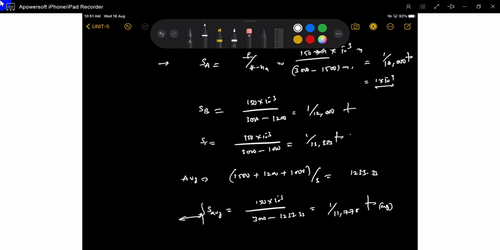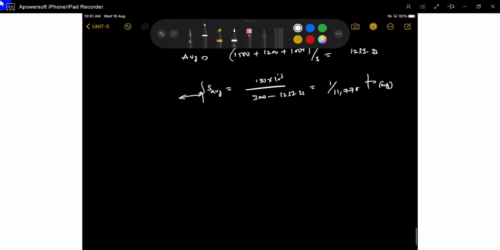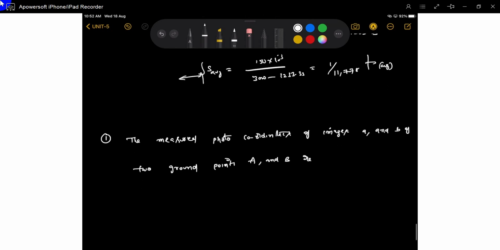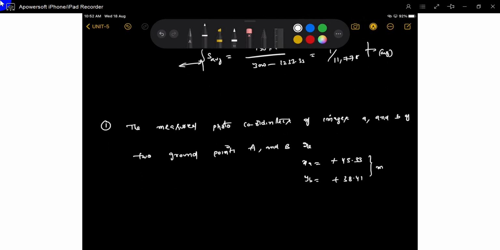That is one thing. These are the scales. Next, I want to find out another problem. The second problem is: the measured photo coordinates of the images A and B of two ground points, capital A and capital B, are XA is 45.33, YB is 38.41 mm.